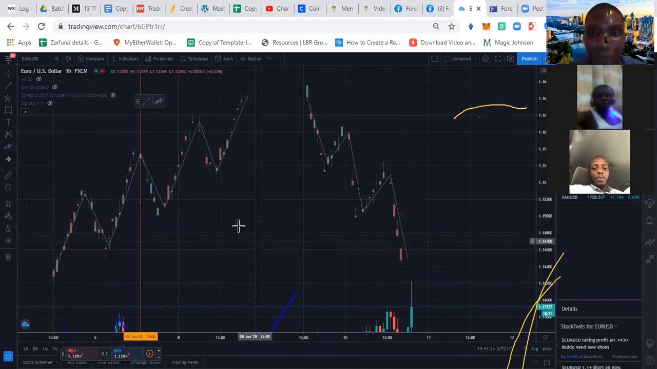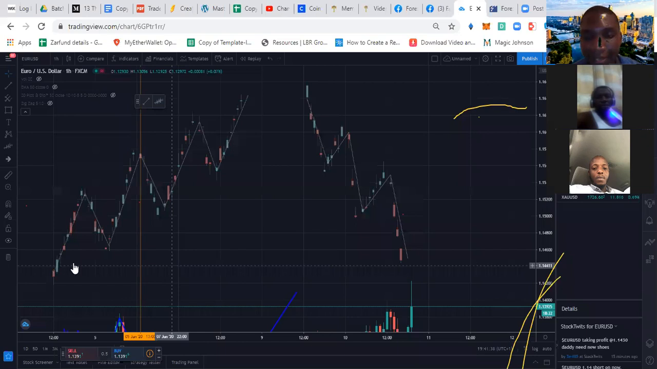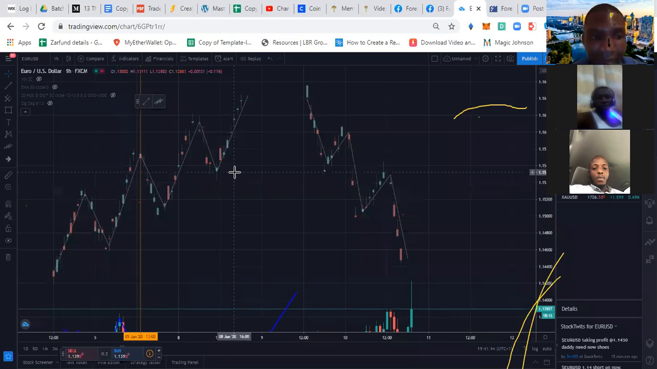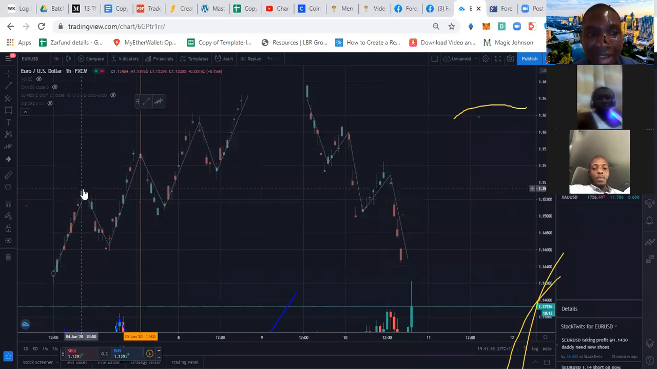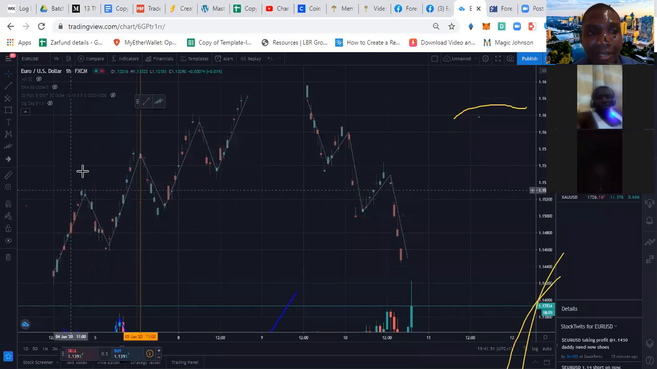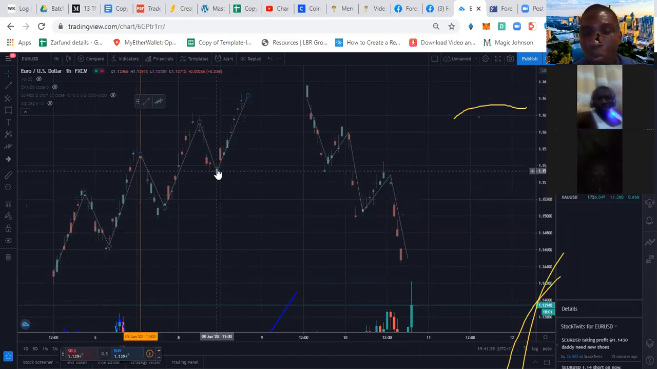So now the concept of market structure is this. When price moves from a lower point and moves higher, like I said earlier, in order to identify a trend, you need to see a series of higher highs. Look at this: this is a high, this is a high, this is a high. This is a low, this is a low, this is a low. This is a high, this is a low.